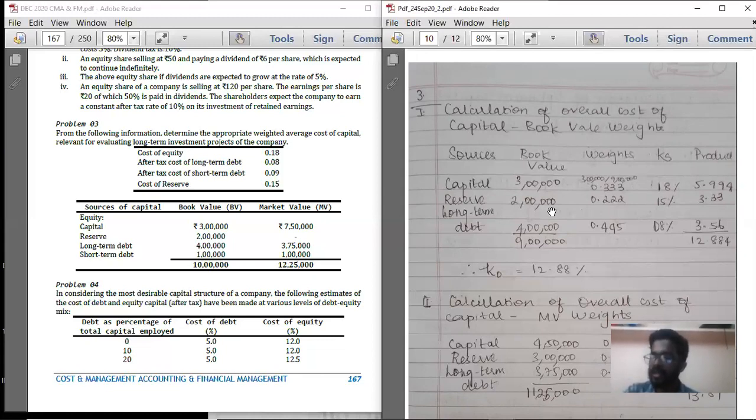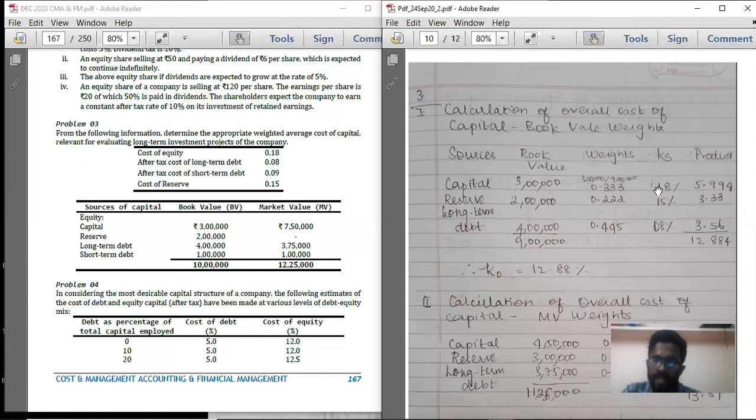And in respect of long term debt, how much is the weight? 4 lakhs divided by 9 lakhs. In the weights column record 0.445, because the total of weights should be 1. Here 0.333 plus 0.222 is 0.555, so minus that from 1, that is 0.445. Normally if you calculate using a calculator, 4 lakhs divided by 9 lakhs, you will get 0.444. But the total of weights should be 1, so 0.445. So these are the weights.